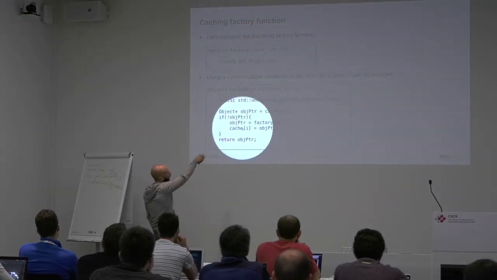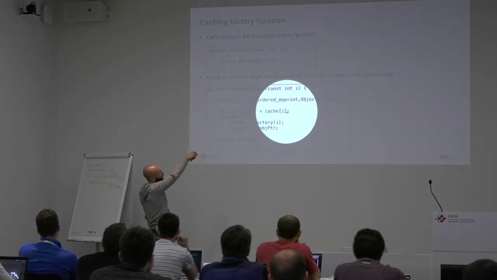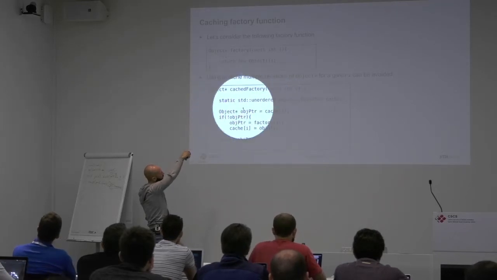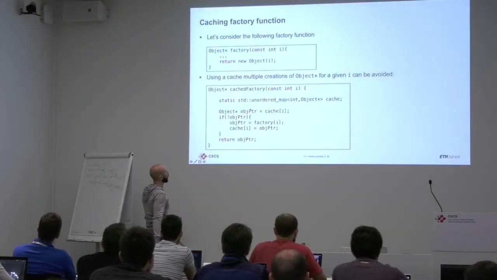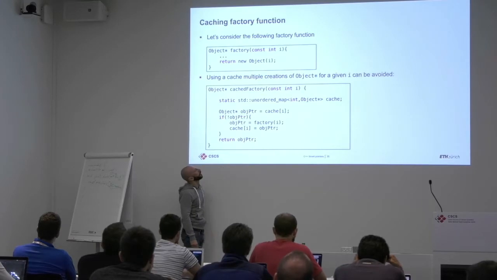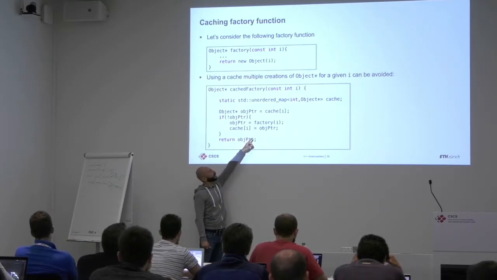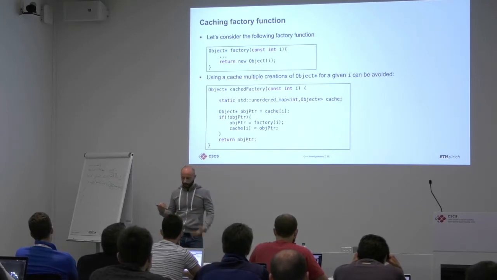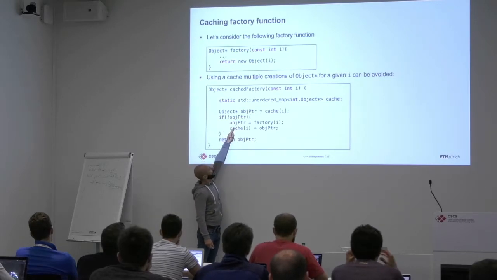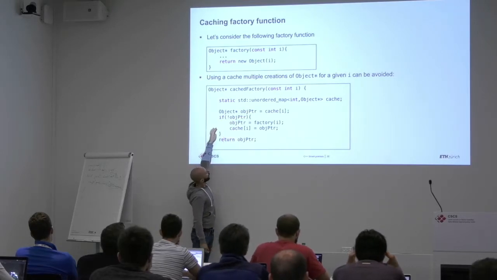At this point, if the object corresponding to the key exists, this will be a valid pointer. This obj pointer will be a valid pointer, so you will skip all this part, and the existing pointer will be returned by the function. If instead the access to the cache will give you a null pointer, because the object doesn't exist for that particular key, the pointer here will be a null pointer, so then you will enter the if block.